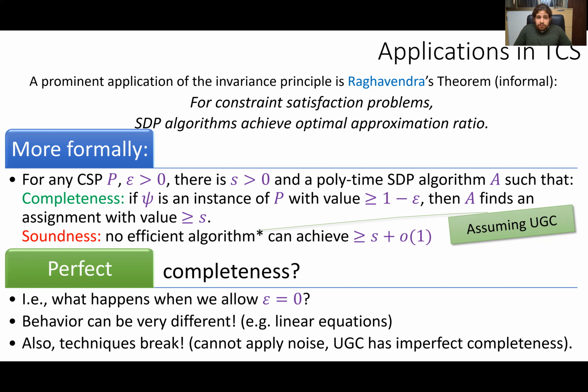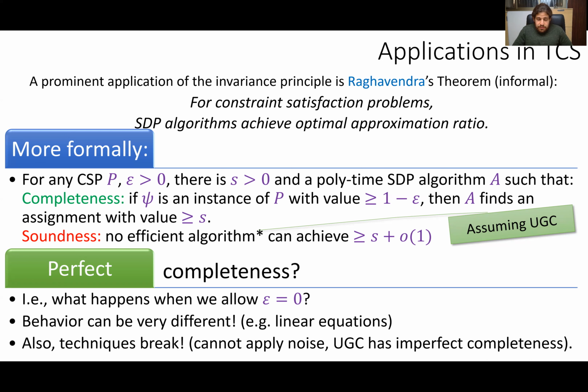So for example, if our predicate is linear equation, then the behavior for epsilon greater than 0 is vastly different than the behavior for epsilon equal to 0. Because you can solve a linear system of equations, but when it's only 99% satisfiable, then this problem becomes very, very hard. So this is really a different problem. And also, all of the techniques that Braverman uses cannot be applied directly, or we don't know how to apply them. And there are various places this is used.